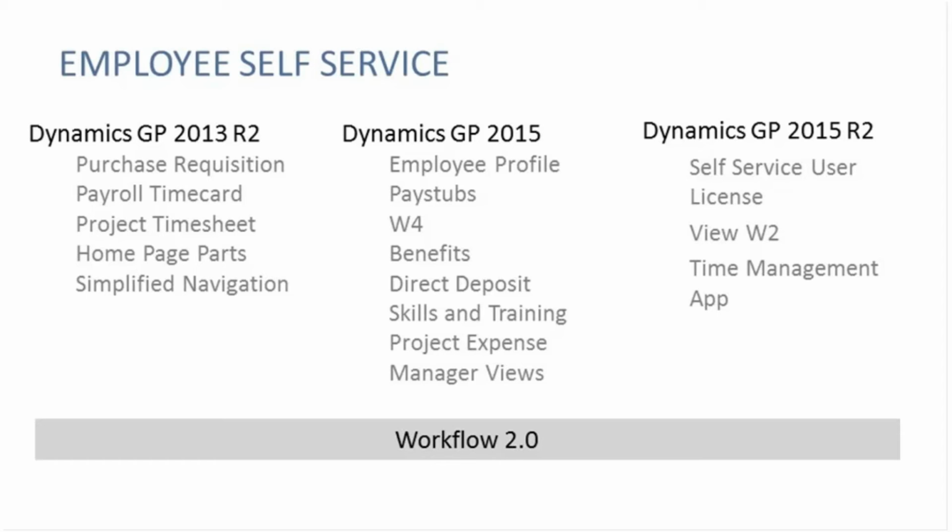And then on GP 2015 R2, we did add some support around the self-service user licenses themselves. And then we did add the capability of viewing your W-2s inside of Dynamics GP. And then we also came out with an app called Time Management. If you get time, I will show you that one towards the end of this as well. So I'm going to go into each of these areas individually so we can see what they are. And then again, I'll go ahead and do the demo as well here.